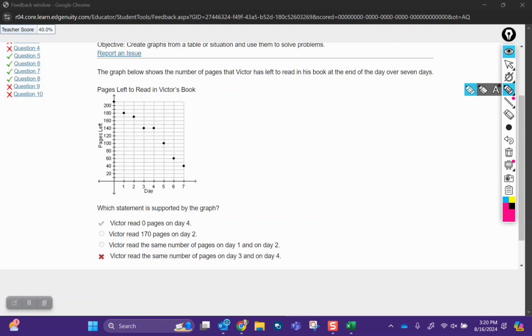So if you were misinterpreting the graph, that might have been why you picked that last answer. But you know, from day 2 to day 3, he drops from 170 to 140. So on day 2, he read 30 pages. I guess that would have actually been day 3. Let me back that up one. So that would have been day 3. And then on day 4, he didn't read any pages. So he did not read the same number of pages.